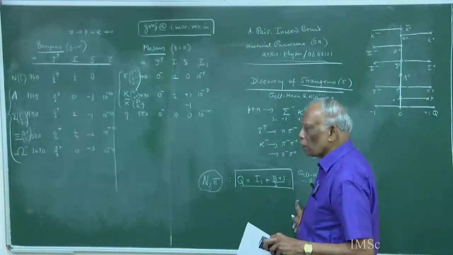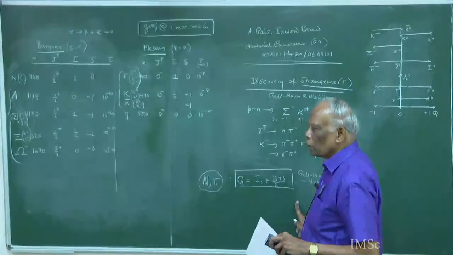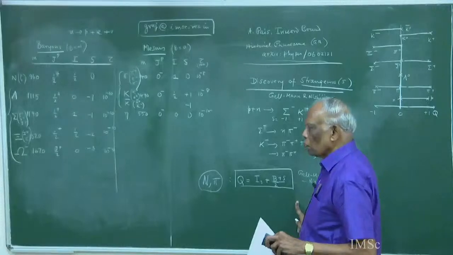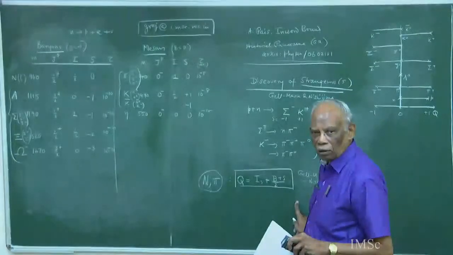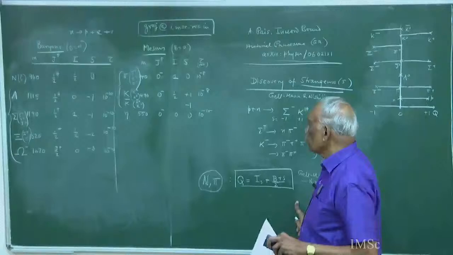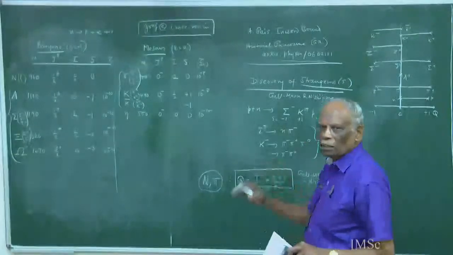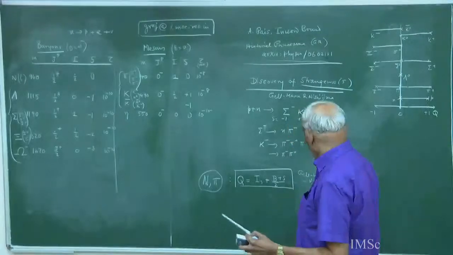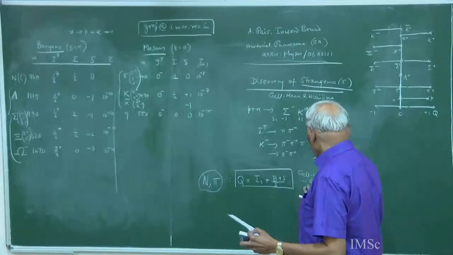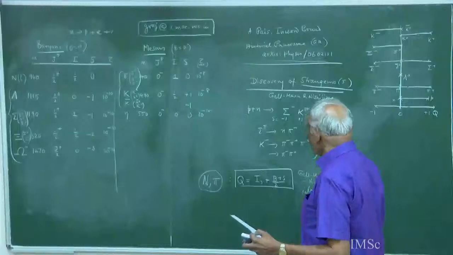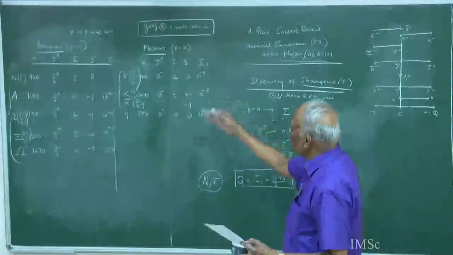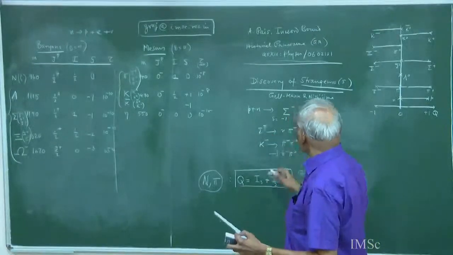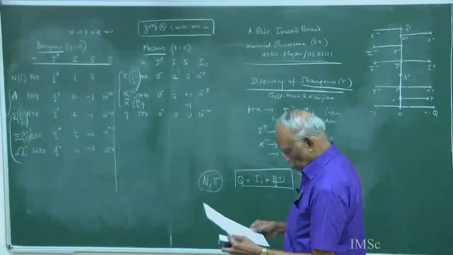I have written an article about Gell-Mann. Last year he died, and at that time I wrote an article about Gell-Mann and his contributions. I think it is published in Resonance last year, so please look for it. You will see many of these things explained there. Okay, this is the Gell-Mann-Nishijima formula, Gell-Mann-Nishijima relation. So I have now explained this table completely through the discovery of strangeness.